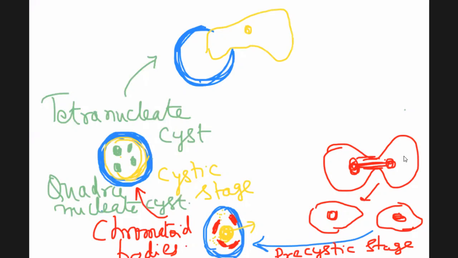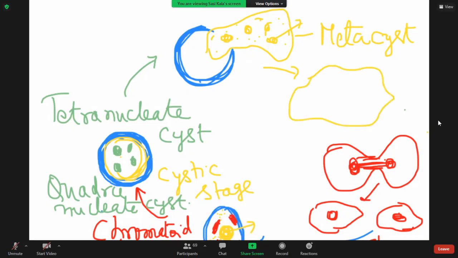This Entamoeba which is coming out has how many nuclei? 4 nuclei. It is called a metacyst. Now it is in the large intestine. The nuclei will divide again. Then how many come? 8.